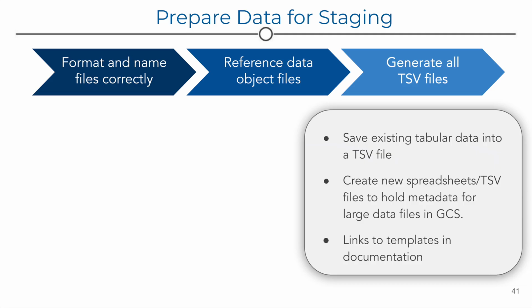Last, you will generate a TSV file for each table in your data model. You can save existing tabular data as a TSV file and create new spreadsheets or TSV files to hold metadata for large data files in Google Cloud Storage. You'll find links to examples and templates in the Terra support documentation.